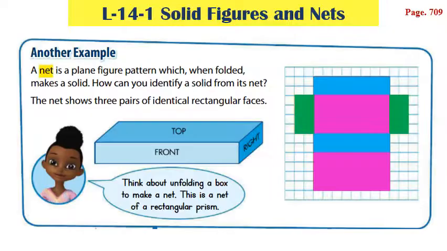My dear students, kindly pay your attention to another example on page 709. A net is a plane figure pattern which, when folded, makes a solid. On the figure, in a front view, we can see only some faces: top face, front side face and right side face.